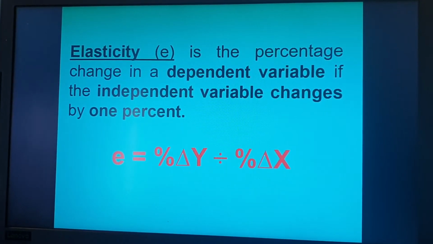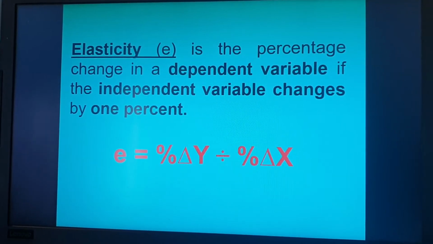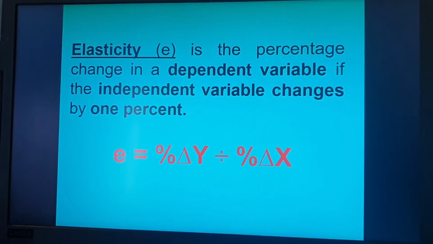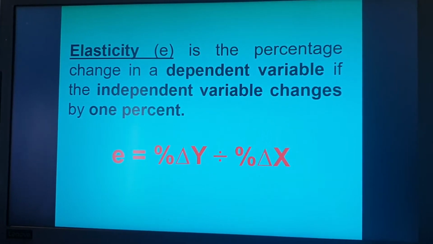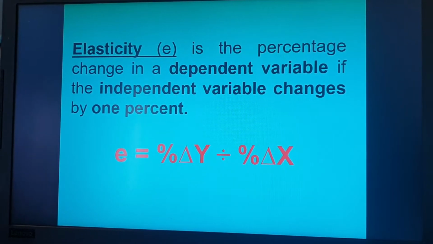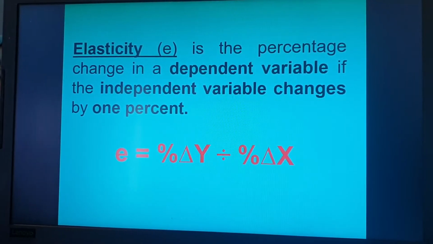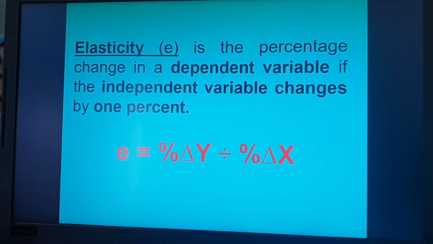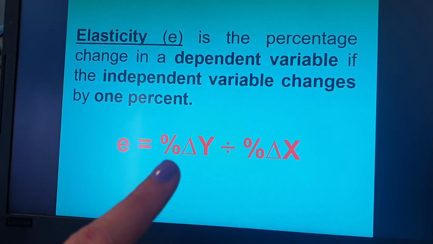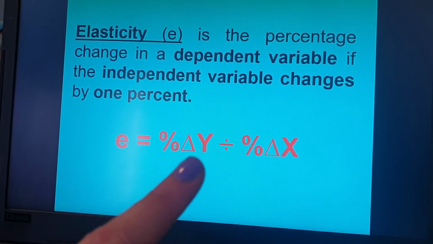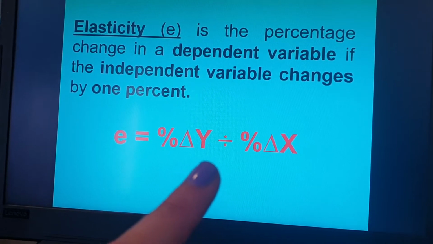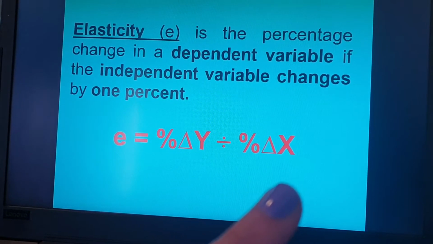Elasticity, the definition, make sure you know this, is the percentage change in a dependent variable if the independent variable changes by only 1%. So that is the definition of elasticity. Our formula will be E. E stands for elasticity. Remember, elasticity means the responsiveness to something. E equals the percentage, and whenever we see a triangle, it means change. Change means difference. So the percentage change in Y divided by the percentage change in X.